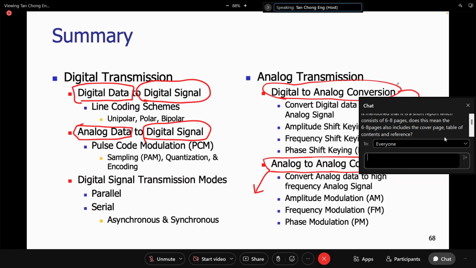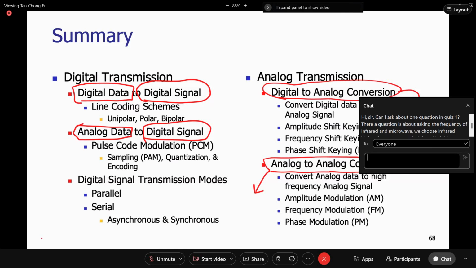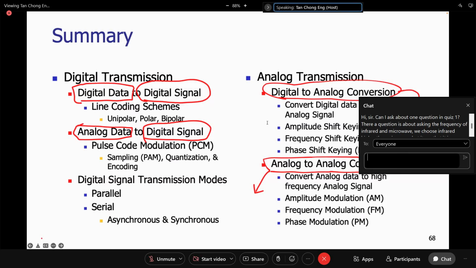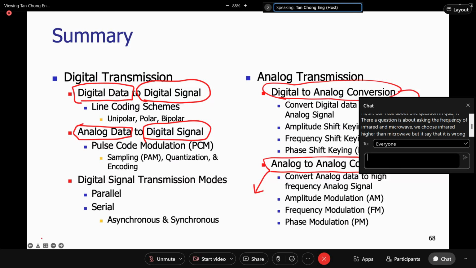In quiz 1, there is a question asking about the frequency of infrared and microwave. We chose infrared higher than microwave. Infrared is having higher frequency than microwave. Yes, actually, infrared is having higher frequency than microwave, but it says it is wrong.